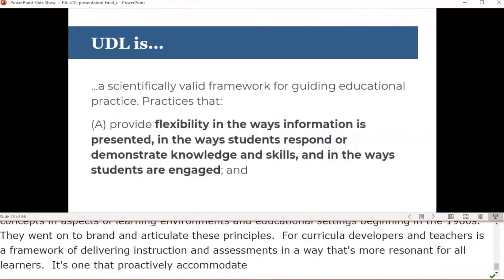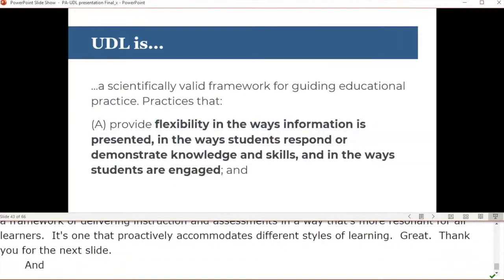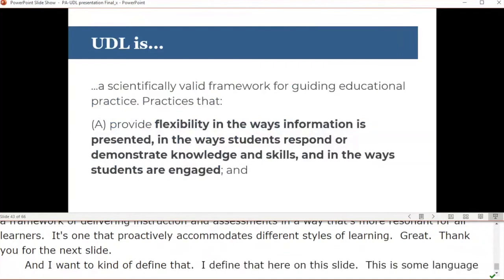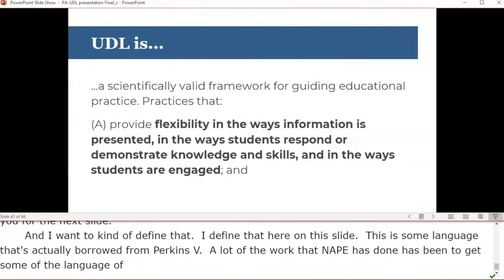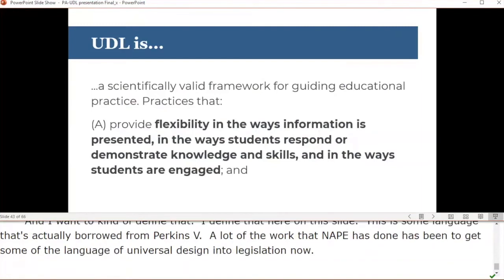And so, great, thank you for the next slide. And I want to kind of define that. I define that here on this slide. And this is some language that's actually borrowed from Perkins 5. A lot of the work that NAEP has done has been to get some of the language of universal design into legislation now. So as we heard briefly from NAEP, they've been able to include that.